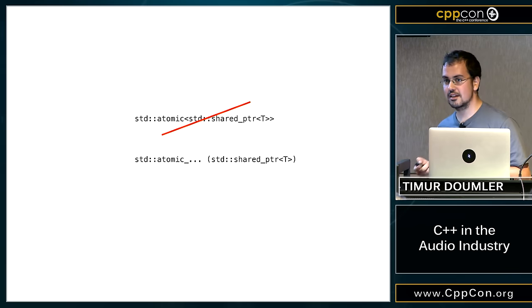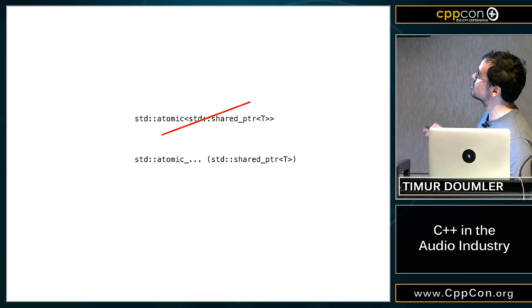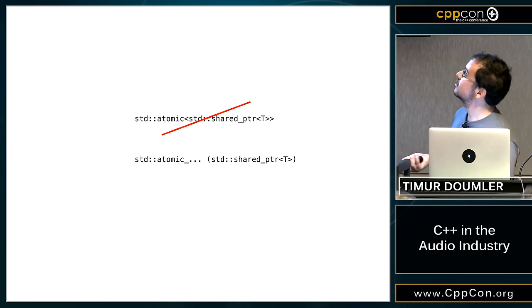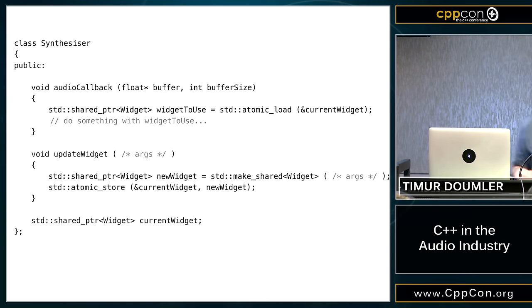And I don't know why the standard committee did this. Maybe somebody here knows and can tell me. I would be really interested why they have this interface for shared pointers. But in the end, it lets you do what you want. So that's the code here.